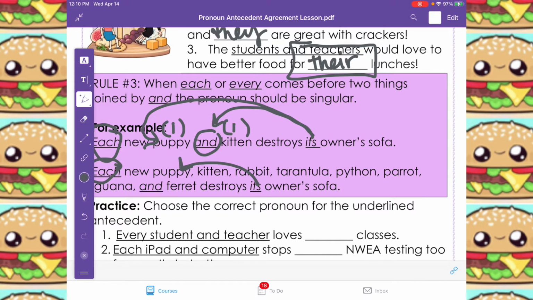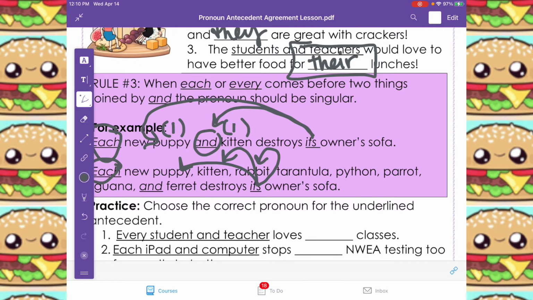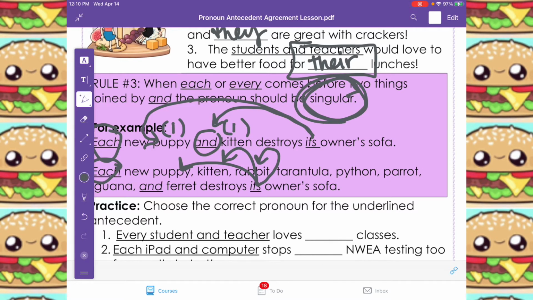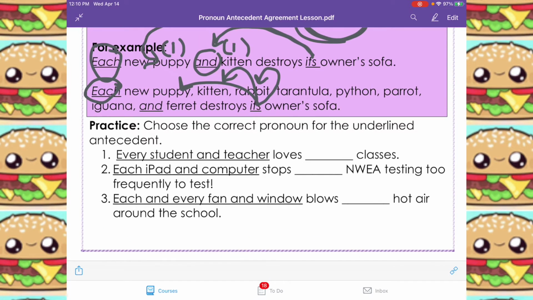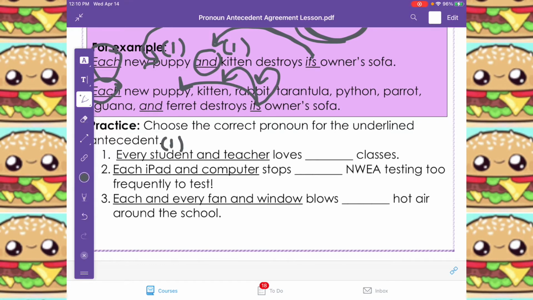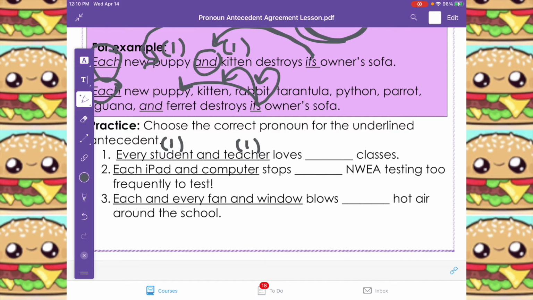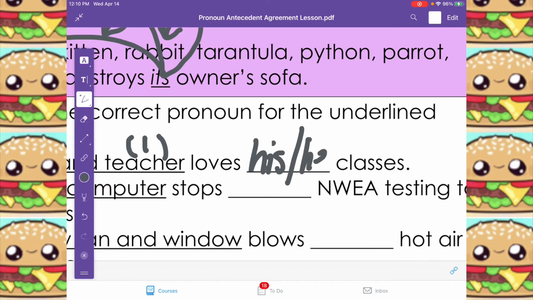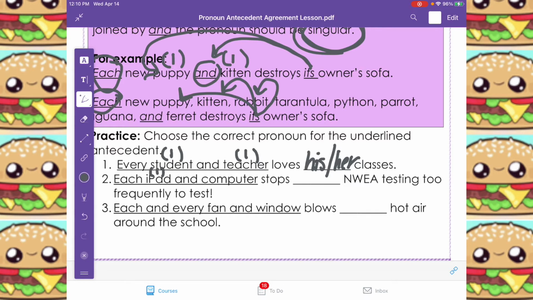Referring back to the puppy, it. Referring back to just the kitten, it. Referring back to just the rabbit, it. So when you see each, that is going to be singular. So let's take a look. Every student and teacher loves blank classes. Every one student and every one teacher loves, well, this is going to include a mix of genders. So here, loves his or her classes.